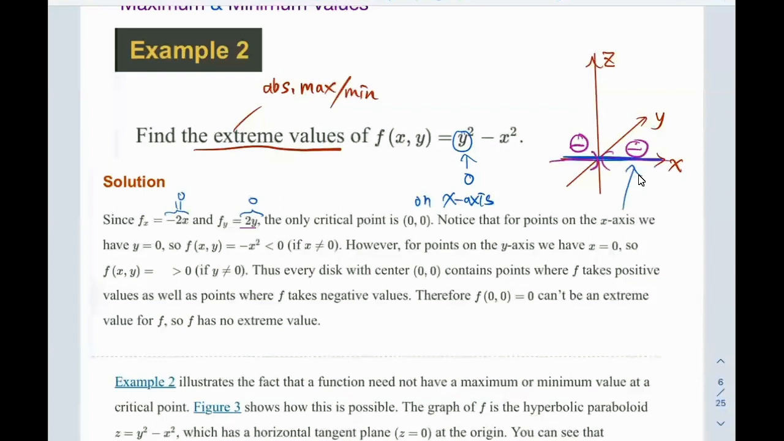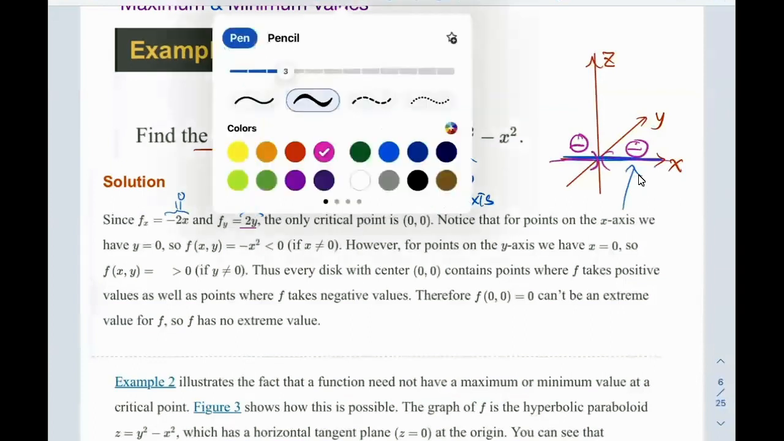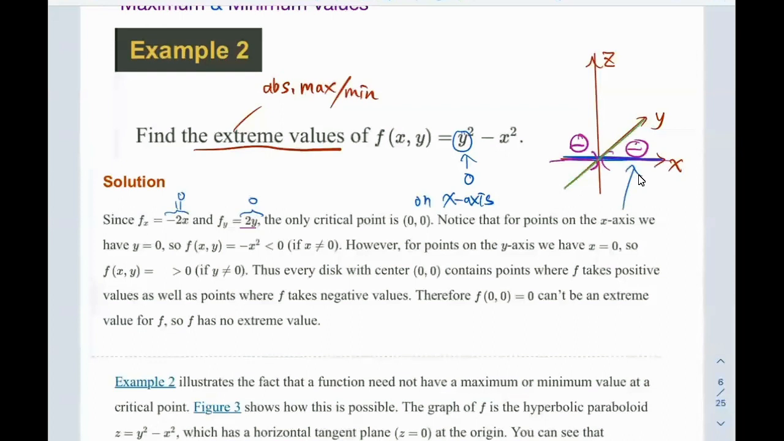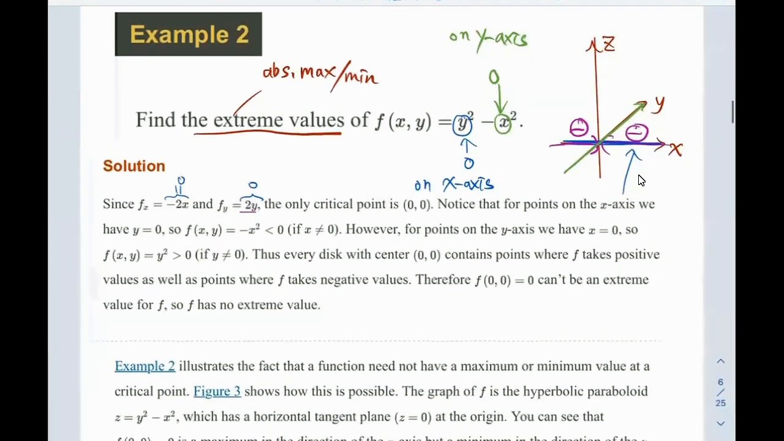Now, the second time we're going to focus on points on the y-axis. If it's on the y-axis, then x is equal to 0. So we're going to replace this by 0. Then the function will simplify to y squared, which is a positive quantity if y is not 0. So what does it mean? We're going to have positive and positive over here and over here, the function value. And then at (0, 0), that will be 0.